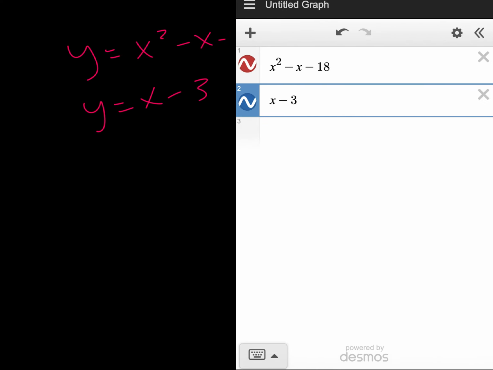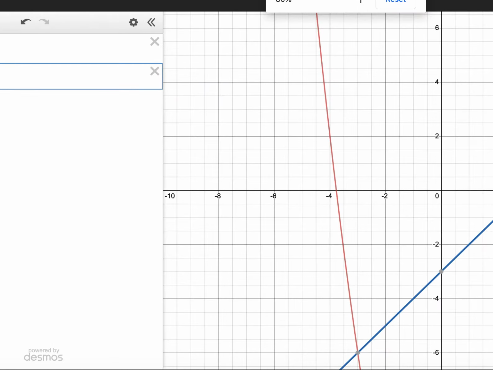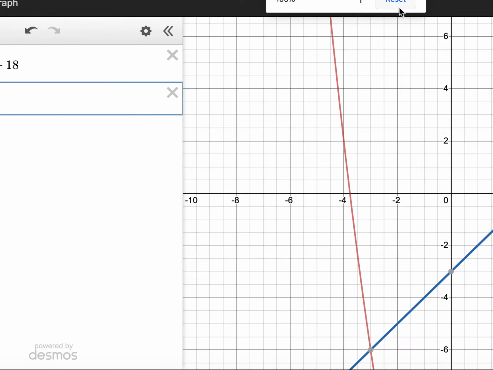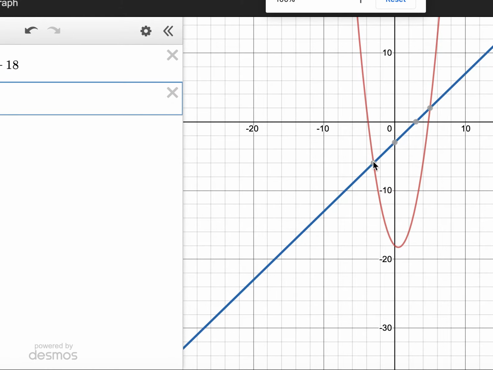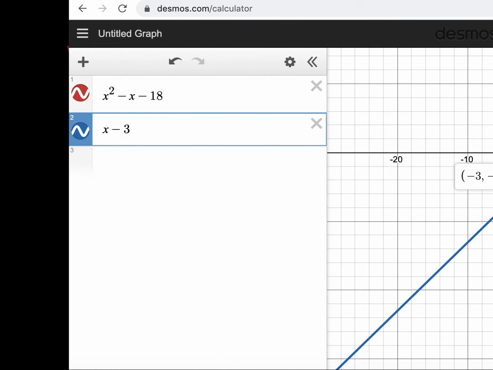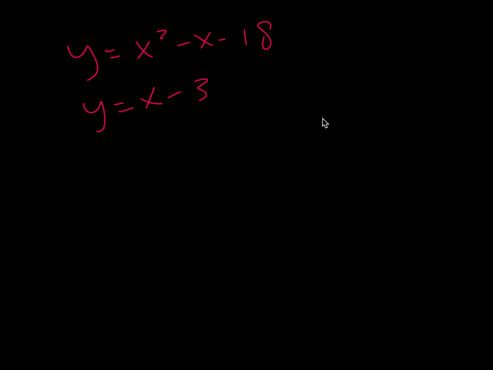Okay, so I typed in those two functions. And we can see this is a situation where it crosses at -3, -6, and 5, 2. So it's the situation where it's called cutting. Now, we're going to do this by hand, is how we're going to do it. And so, algebraically, the way we figure out where two functions cross is we set them equal to each other.